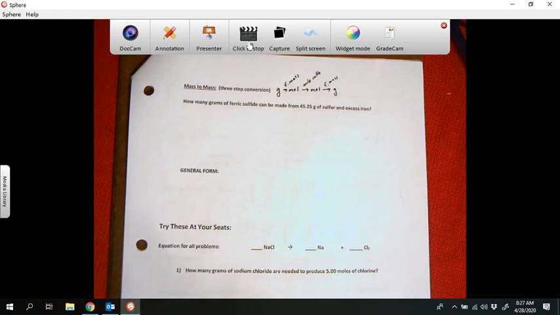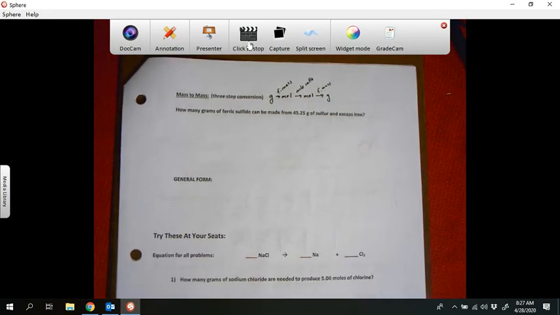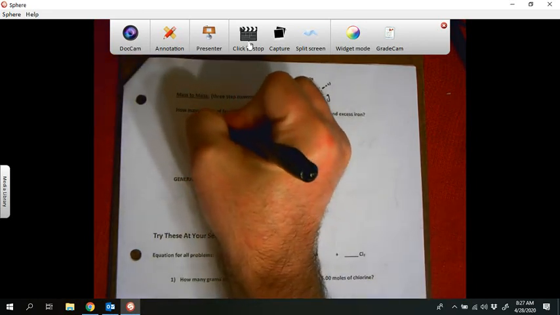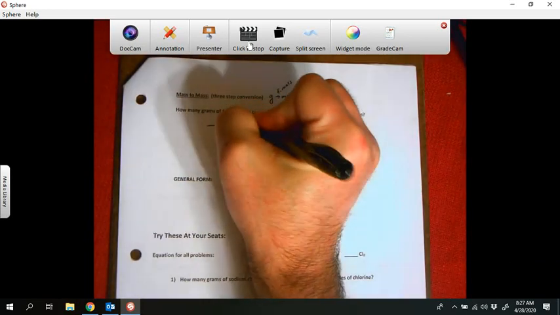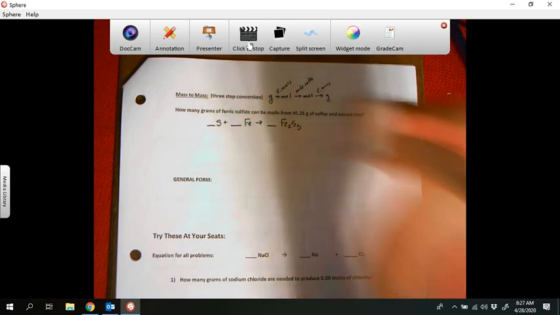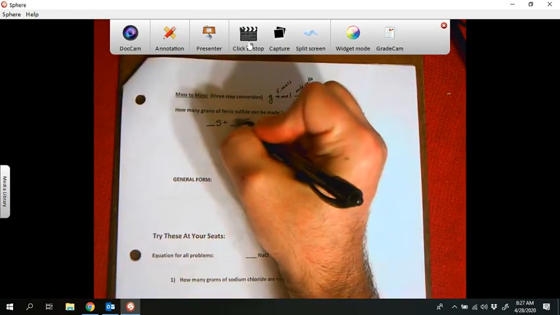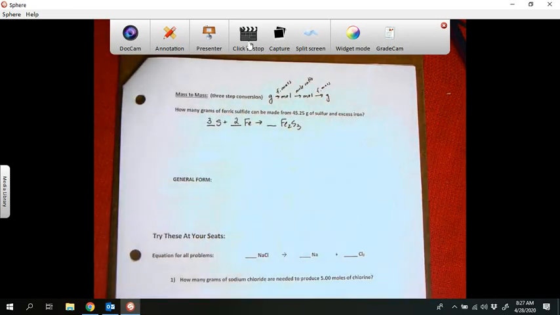So in all of these, we've always started with what is new and what is given and what we want. So if we look at our problem, it says how many grams of ferric sulfide can be made from 45.25 grams of sulfur and excess iron. You are always going to be given an equation. So I'm just going to write out our equation here. And then we can go ahead and balance this one. And this one's pretty easy to balance. So this is the now balanced equation.